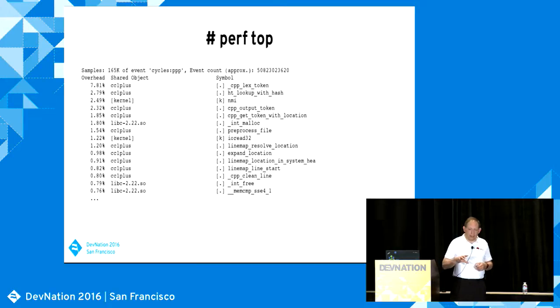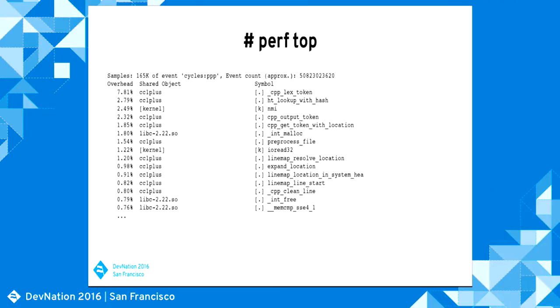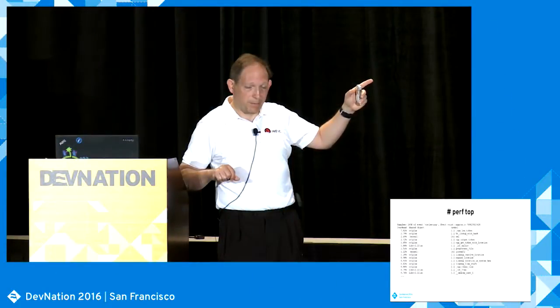Okay. If we want to see what's going on in the machine at this moment, we can get a similar output from perf top. This was taken while I was doing that same command, a different run, and so we see similar data. We see that it's spending time in the C++ compiler. We see that the HT lookup function is taking time.